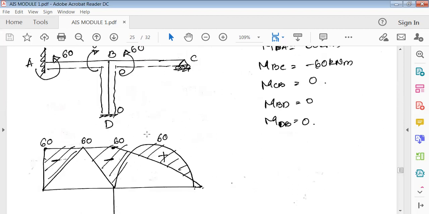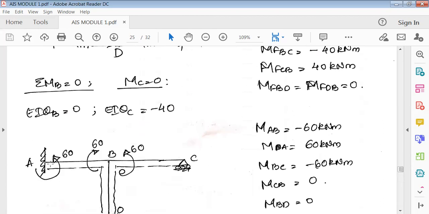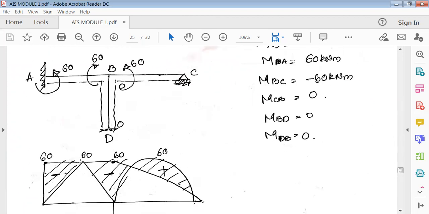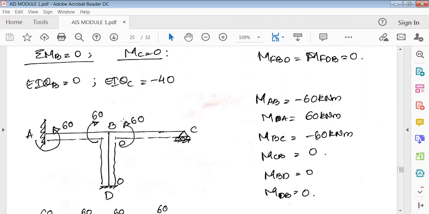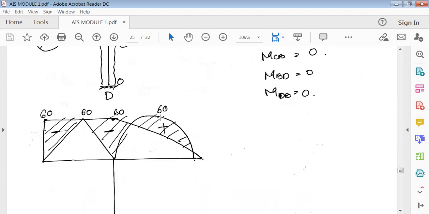Now next is drawing the bending moment diagram. We have already got this. So the bending moment in AB: AB has a point load, so WL by 4, that is 60. Next, here there is a UDL, so it is WL squared by 8. Here also it happens to be 60.